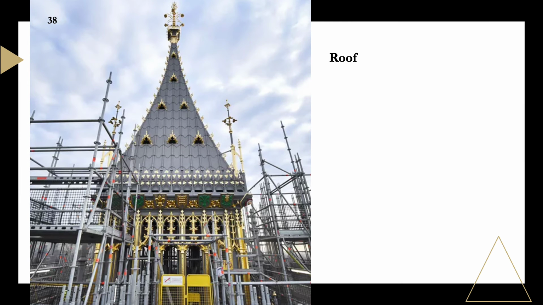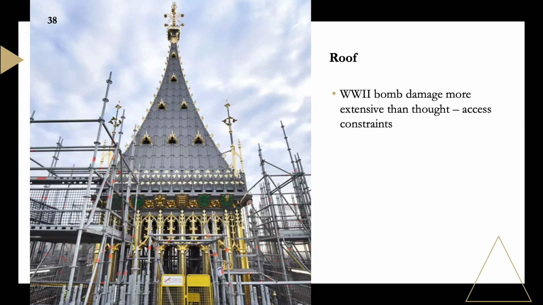Constraints around access and logistics are exemplified with the roof restoration. Deterioration and World War II bomb damage to the cast iron roof structure were only fully visible when scaffolding was erected and tiles were removed. Each of the 3,433 tiles were hand restored in a North England workshop, along with the decorative cross, orb and Ayrton light.